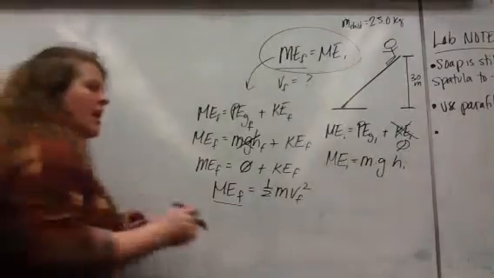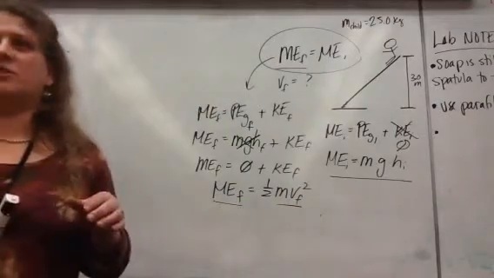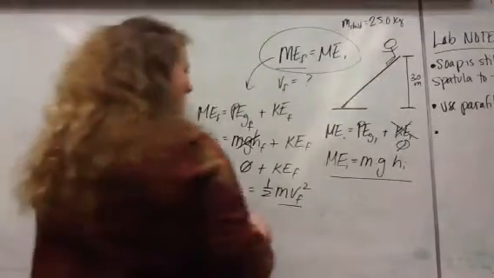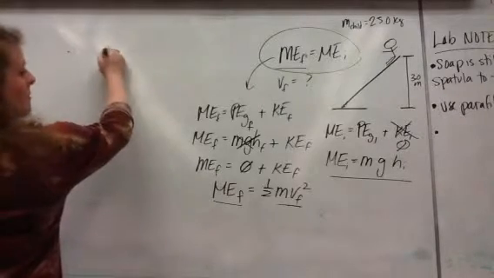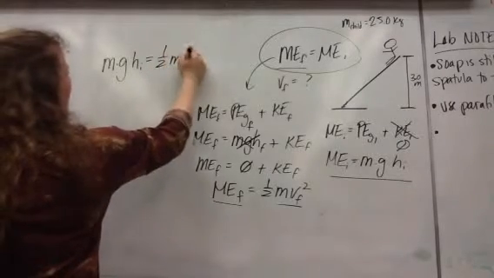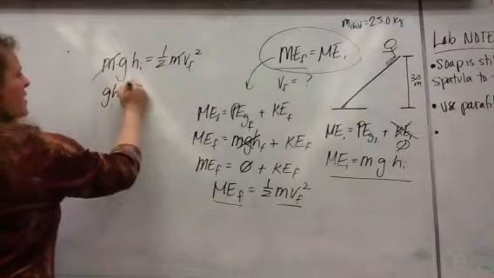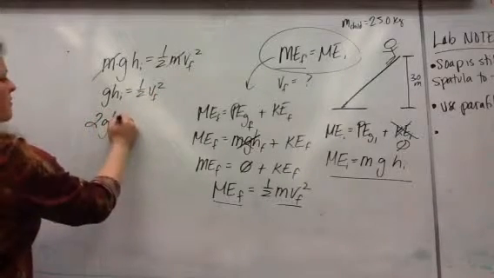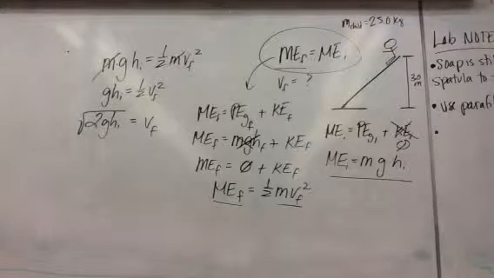Okay. So now we have something that we can set equal to something else, which you know we love to do. Yes. Okay. So, mass times gravity times height initial is equal to 1/2 mass velocity final squared. Mass goes away. GH initial times 2, square root, equals final velocity. Okay?